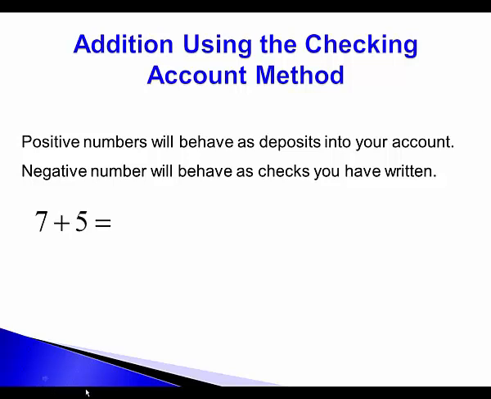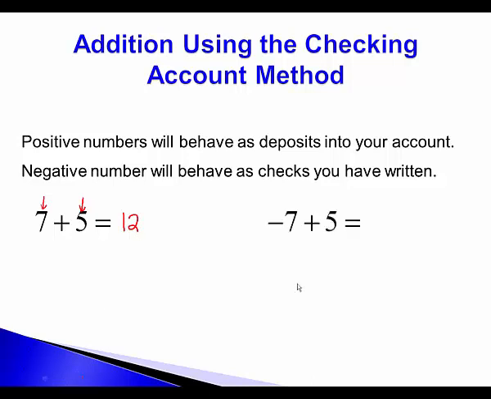If I have two positive numbers, the way it behaves is this. I would think in terms of I have made a $7 deposit into my account and I made another $5 deposit into my account. Most of you would be able to tell me at that point there's $12 in my account. That one makes sense and is not a big deal.